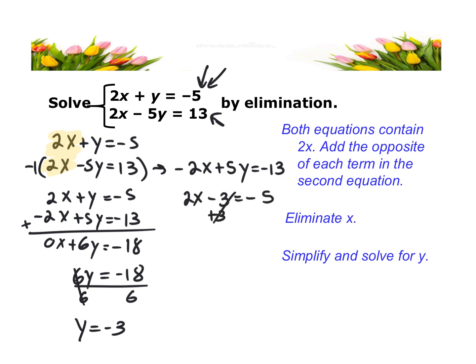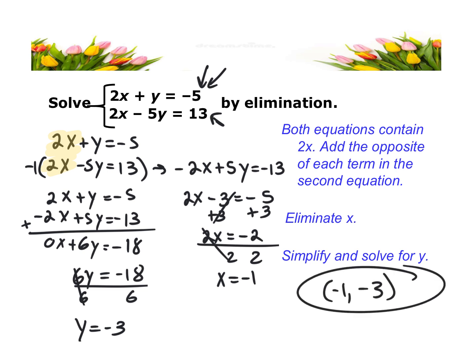I'm going to go ahead and add 3 to both sides. So I get 2x is equal to negative 2. I will divide by 2 on both sides, and then I'll get x is equal to negative 1. So my final ordered pair is negative 1 comma negative 3. So this would be my answer.